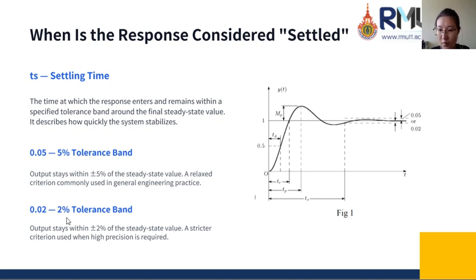On the right, the formula for percentage overshoot MP is shown. MP is equal to the output at peak time minus the final value, divided by the final value, times 100%. MP is dimensionless. A larger MP means more oscillation and worse relative stability.